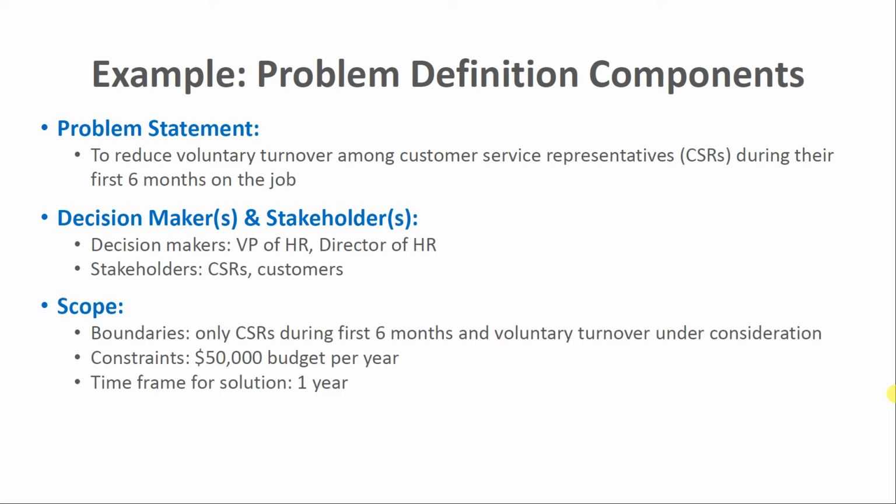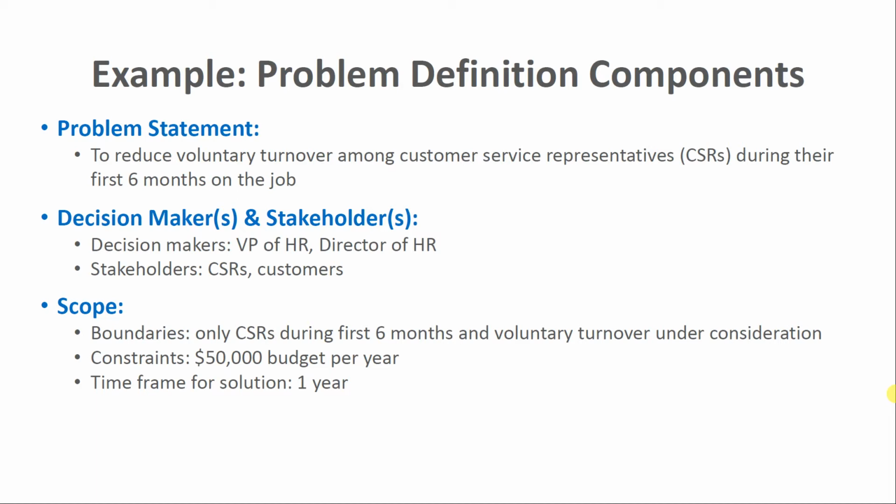Now, in terms of the scope, let's imagine that the boundaries are as follows. We're only concerned about CSRs during their first 6 months on the job and only in terms of voluntary turnover. Okay? So regarding this turnover problem, we're not interested in turnover in general. We're specifically interested in voluntary turnover. So in other words, when an employee or CSR in this case decides to leave for their own reasons and not because the organization has asked or required them to leave the organization.